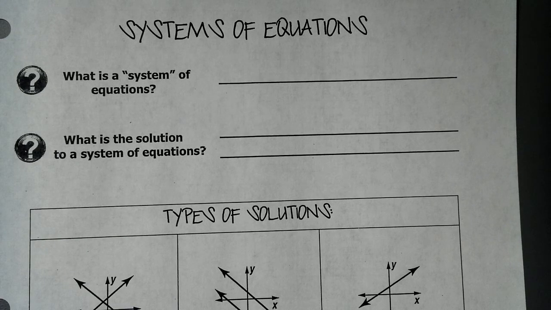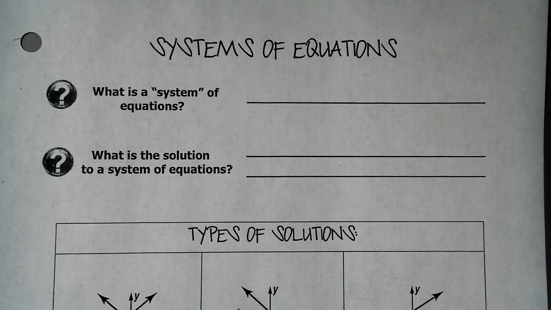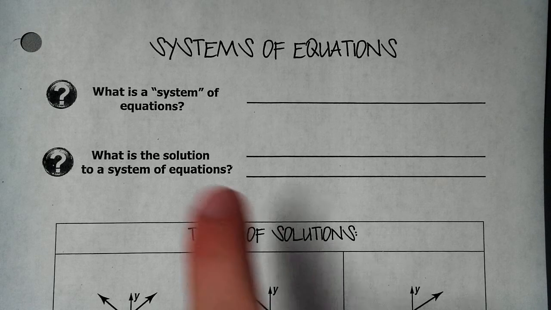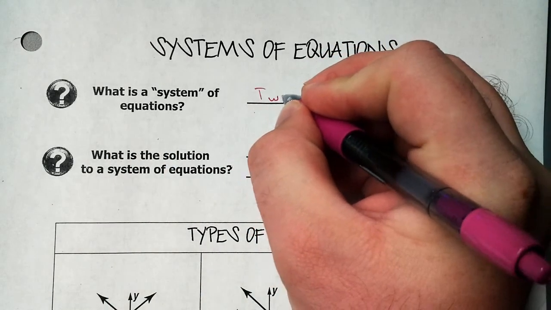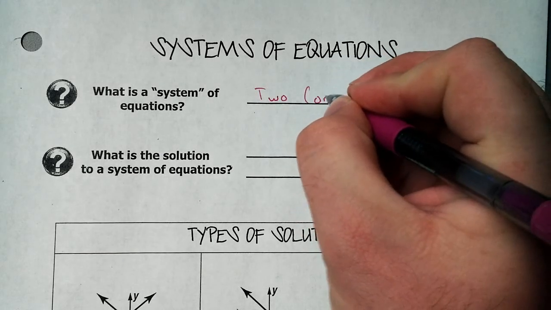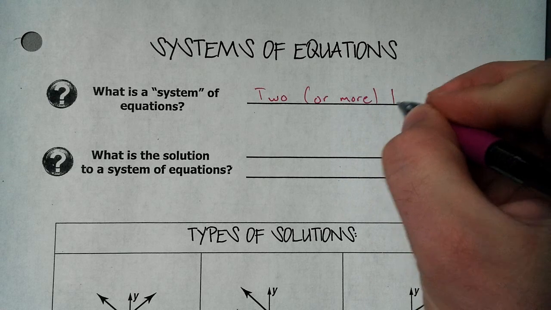Morning, class. Today's notes, we're going to go over a system of equations, or systems of equations, and there's going to be several ways to do this, but today we're just going to focus on the method of graphing. So first, what is a system of equations? It's when you have two or more linear equations.